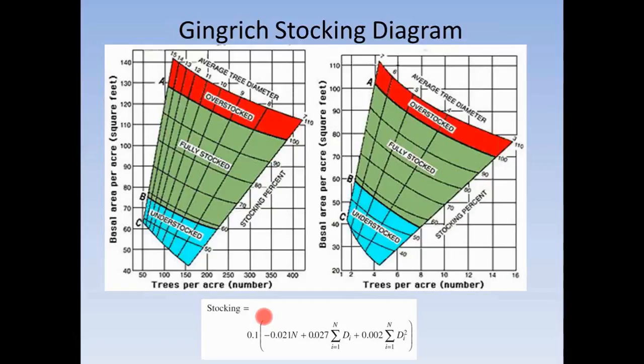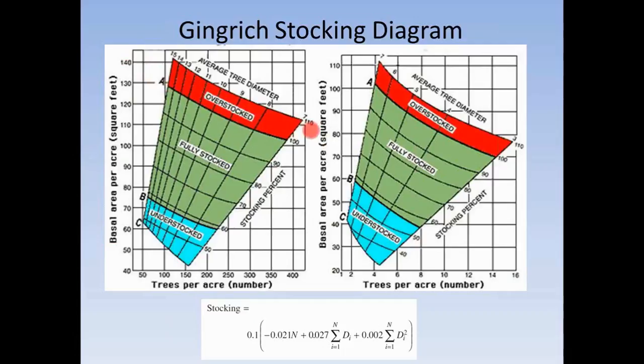The first measure of density that I'm going to talk about is the Gingrich stocking diagram. This is for central hardwoods, particularly oaks. I did my PhD at Penn State University in the central hardwood region, and the Gingrich stocking diagram was our basic density management diagram. And so not coincidentally, the Gingrich stocking diagram has our A line, this point of overstocking, and this is an empirical point.